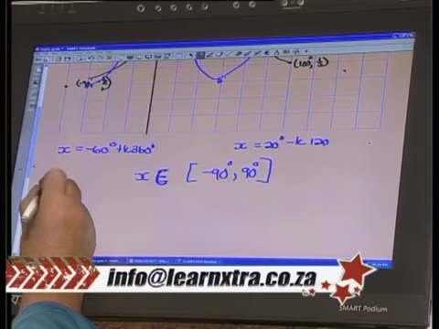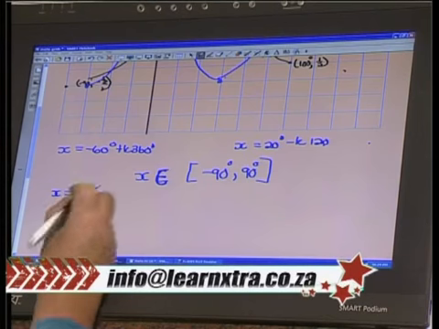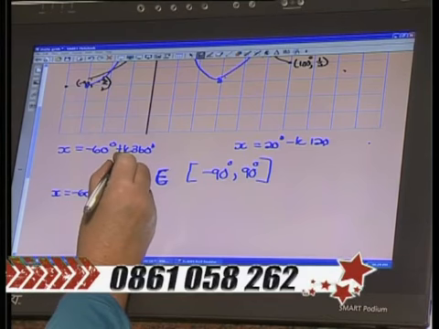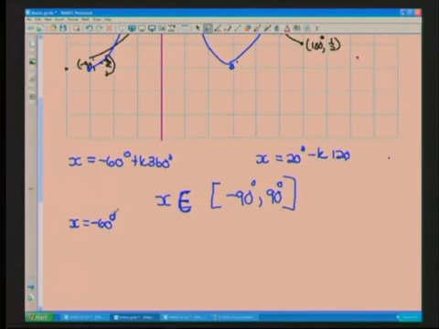If k is 0, do you agree with me that the x would have been minus 60? Of course, and then if k was 1, we would get 300 degrees, which is not in this restriction. And over here, we would go along to this.